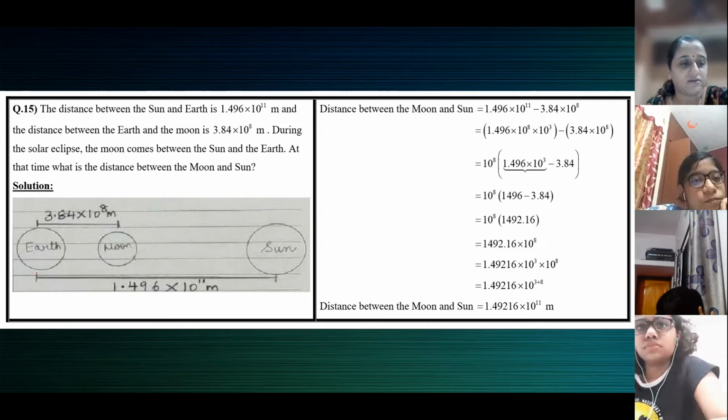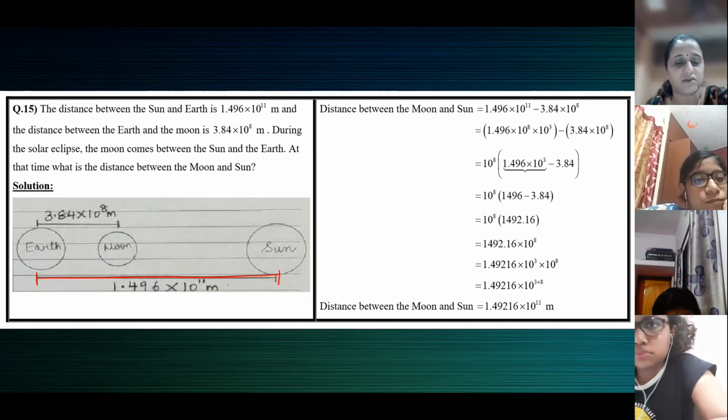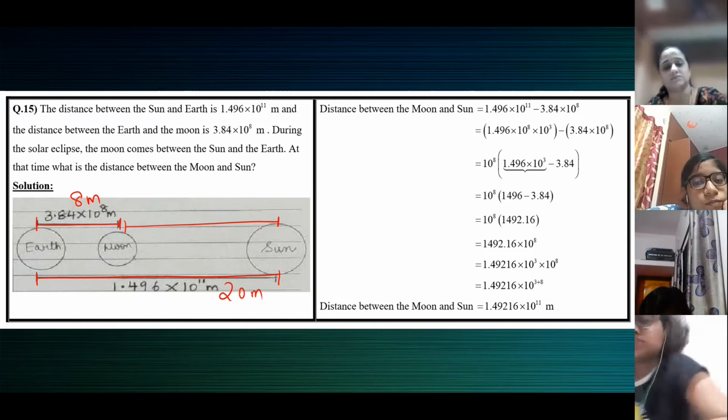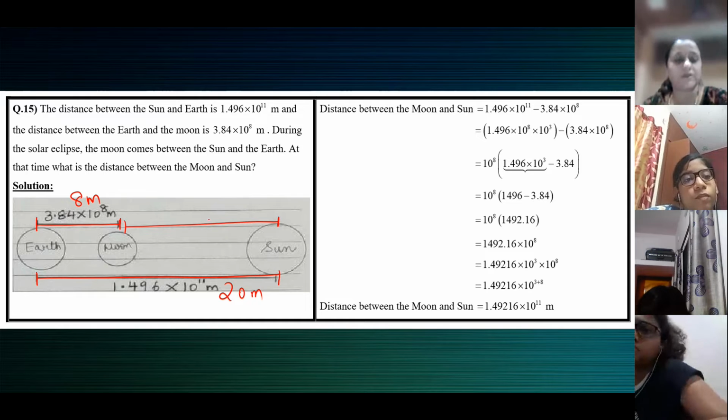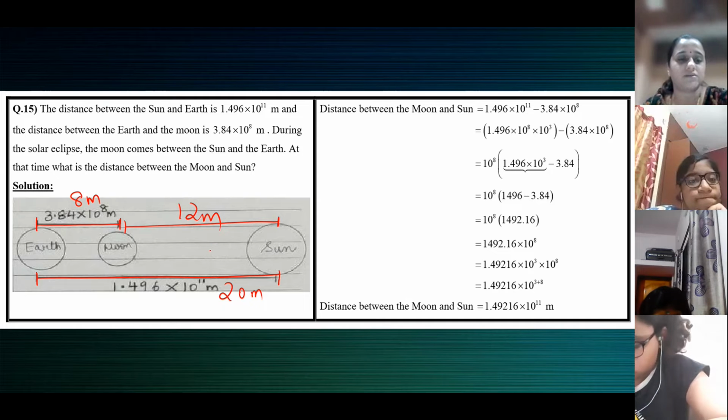I'll tell you again. So now supposing this total distance, I'll use a different value. Supposing this total distance is say 20 meters. And the distance between these two objects, say, is 8 meters. Then what is the distance between these two objects? It will be 20 minus 8, 12 meters.